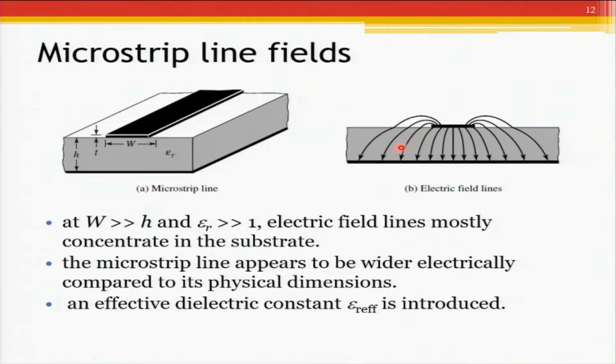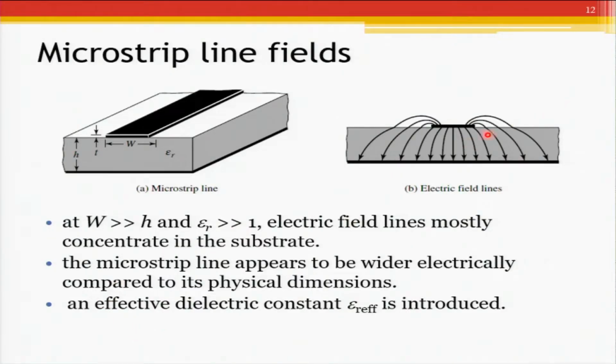So you could see that some of the field lines are inside the dielectric material, but some of the field lines are in the air. Another thing that we notice from this phenomenon is the microstrip line appears to be wider electrically compared to its physical dimensions. So this is the patch, but you can see that the lines just go out and extend the size of the patch. Not physically extend, but virtually extend the size of the patch. So the patch appears to be wider than its physical dimension.